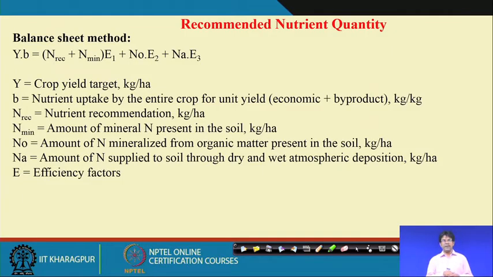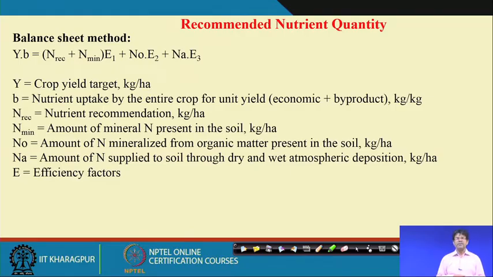So, that is NO, the amount of N mineralized from organic matter present in the soil, in kg per hectare, and Na, the amount of N supplied to soil through dry and wet atmospheric deposition. That means, if there is rain in the field, during the rainfall, depending on the expected amount of rainfall, it also contributes some amount of nitrogen to the soil. So, how much nitrogen comes from the rains? That is taken care of.